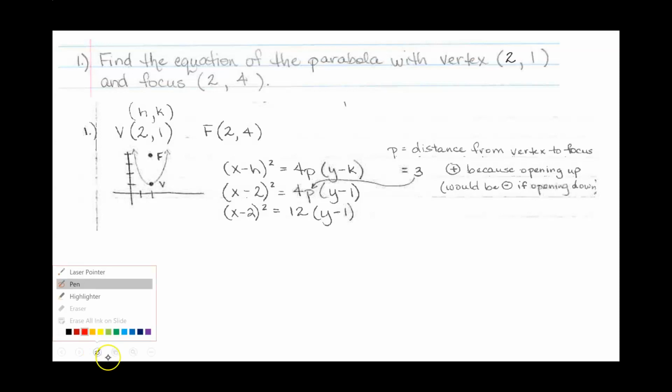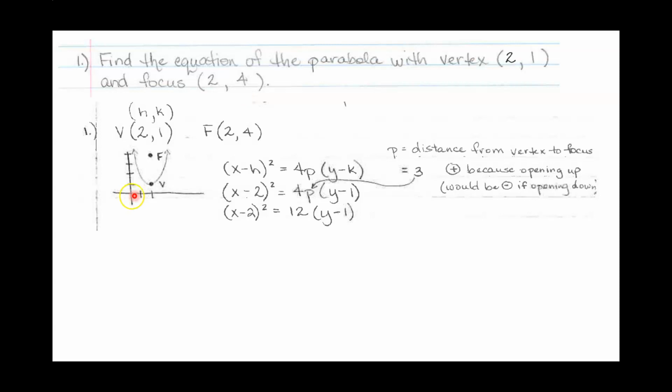Right, let's look at your sample test for Chapter 12, your conic sections. For number 1, it asks us to find the equation of the parabola with vertex (2, 1) and focus (2, 4). Even though I only have to find the equation, it's helpful to sketch a little graph so that I can see what I'm working with.